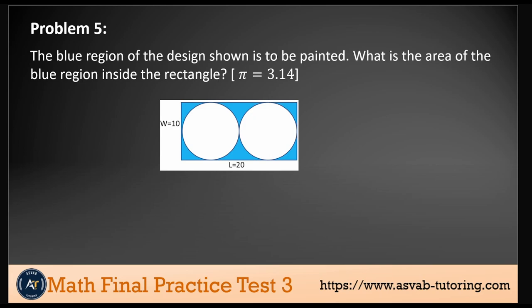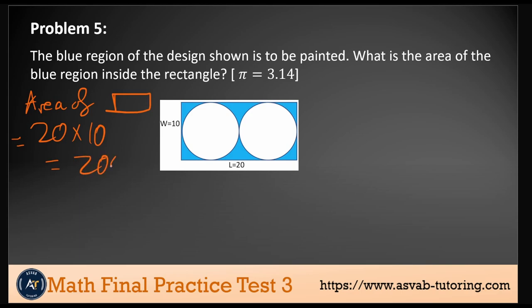The blue region of the design shown is to be painted. What is the area of the blue region inside the rectangle? And it tells us that pi can be taken as 3.14. Well, first we have to figure out the area of the rectangle. Area of rectangle equals 20 times 10, which equals 200 square feet. Square units, really, because we don't know. So, 200 unit squared, or square units.